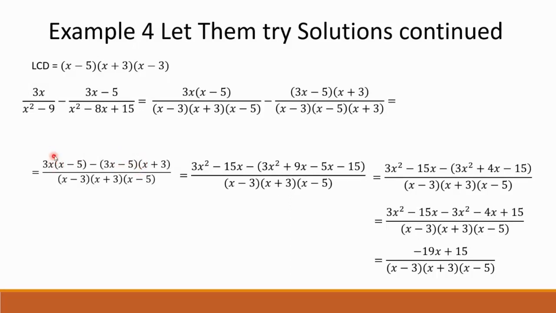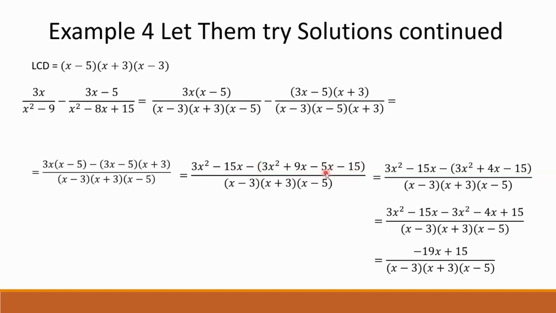So for the first one, 3x times x is 3x squared. 3x times minus 5 is minus 15x. Here we have a minus. So the minus here we leave in front. For this product, we have 3x times x, 3x squared. 3x times 3 is 9x. Minus 5 times x is minus 5x. Minus 5 times 3 is minus 15. Okay? Notice I'm using parentheses because we have a negative here. We're subtracting, okay? We want to make sure we distribute the minus.